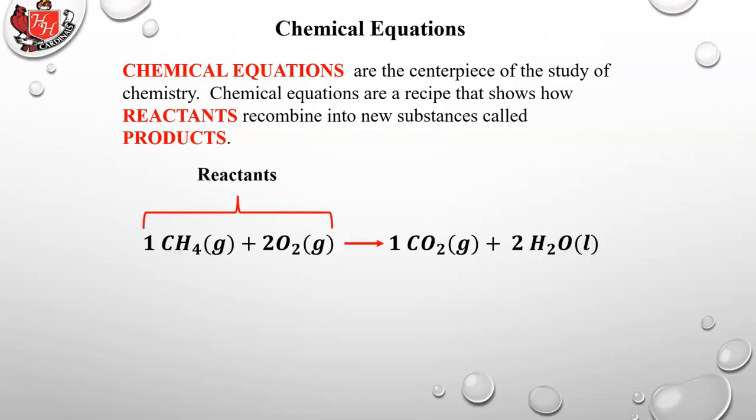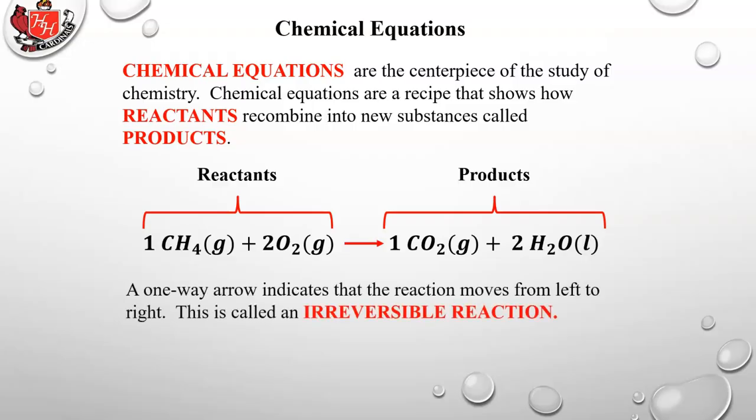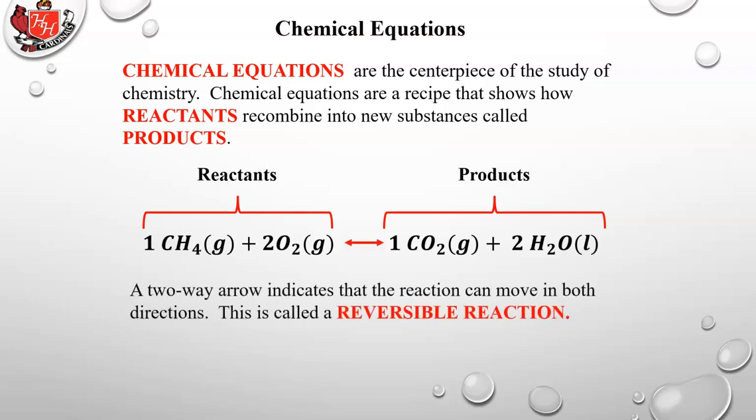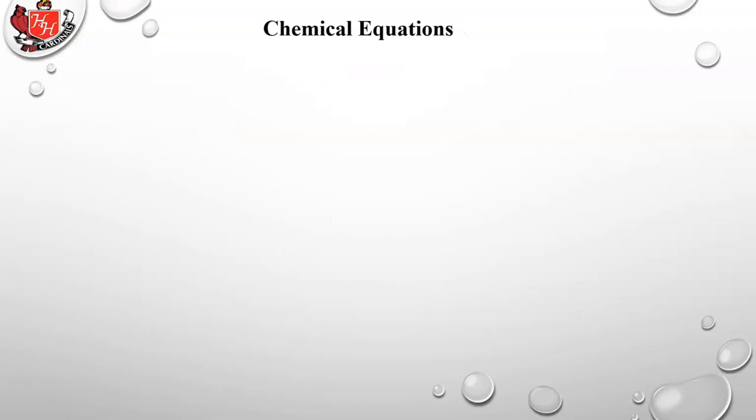So on the left side of the arrow, those are called the reactants, and the right side is what comes out of the reaction. They're called products. So they are exactly like what a recipe would be in cooking. The one-way arrow indicates that the reaction moves from left to right. This is called an irreversible reaction. A two-way arrow, as you see now, indicates that the reaction can move in both directions, and this is called a reversible reaction.